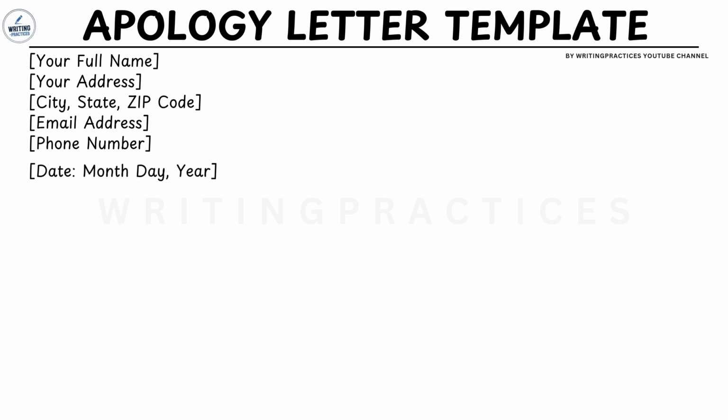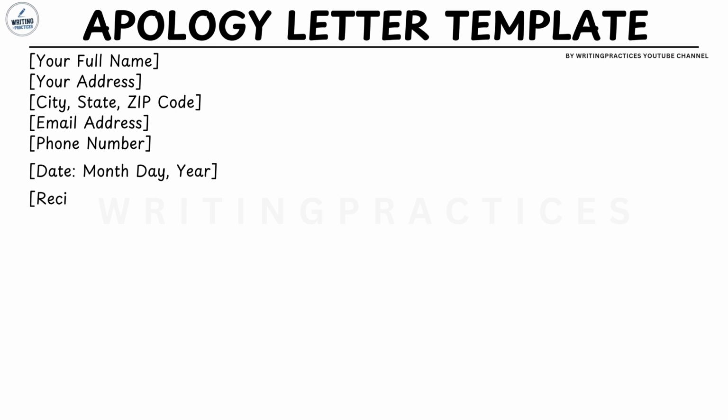Date: when you're sending the letter. Next, include the date you're writing the letter. This detail provides a clear timeline of events and demonstrates that you're addressing the situation promptly. Always use a standard date format like date, January 30th, 2025. This ensures that your letter is formal and easy to reference in the future.